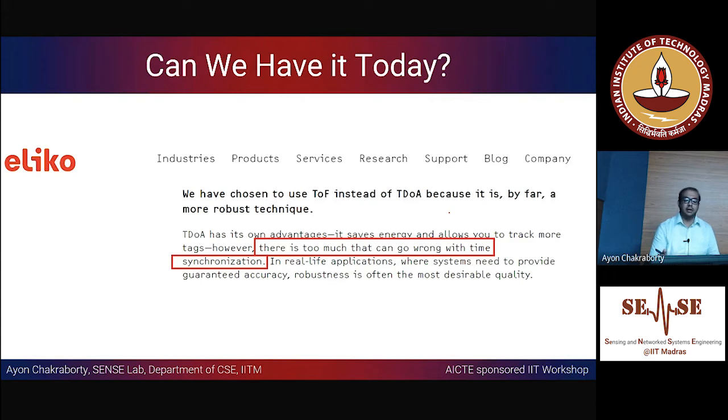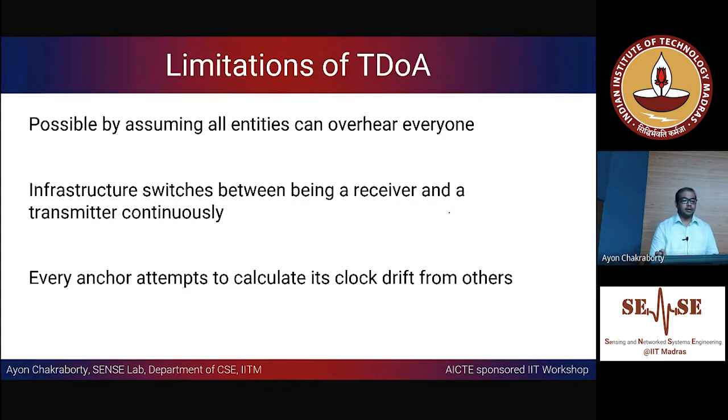There are a lot of things that can go wrong with time, because from the very beginning in localization, I have told you the main primitive that you need to calculate is the time of flight. If that goes wrong, everything falls apart. No matter how sophisticated an algorithm you have, if the time is wrong, the range is going to be very erroneous. And if the range is erroneous, your location is going to be erroneous. Okay, so there are some limitations.